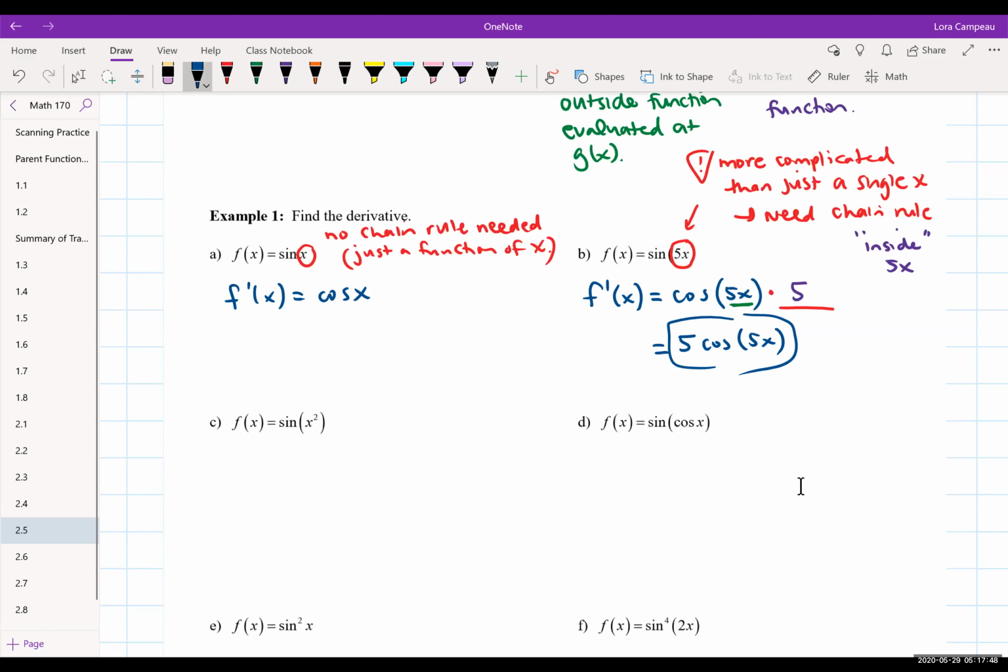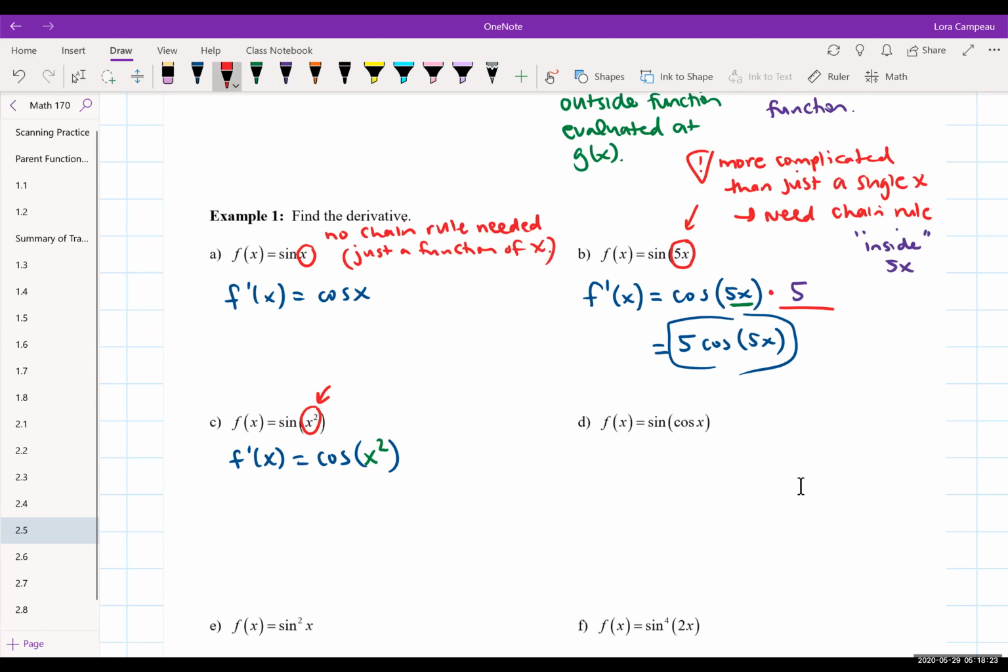So if I'm going to look at f of x equals sine of x squared, this is again another caution. Notice that this is more complicated than just a single x. So if we're going to take the derivative, I have f prime of x. We always ask ourselves, okay, the outside function is sine of something. The derivative of sine of something is cosine of something, and the something here is the x squared.